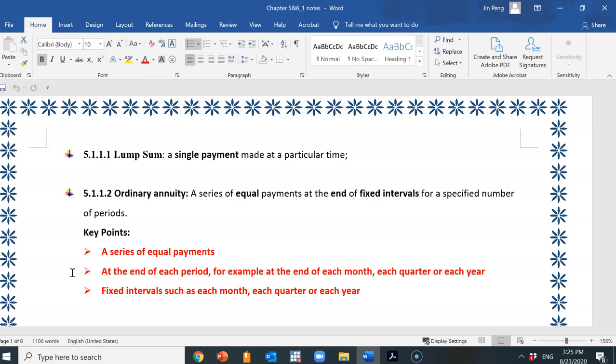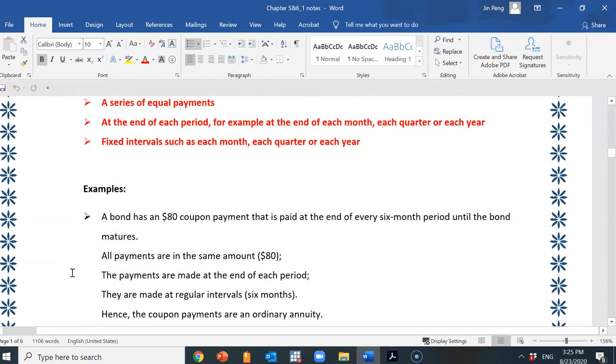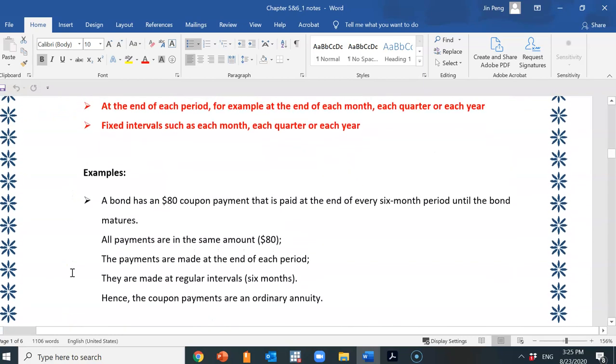Okay, so after reading the definition for the ordinary annuity, can you think of any example in life that's an ordinary annuity? You can bring up an example in our discussion board if you think of any. But here, I'm going to introduce a financial example.